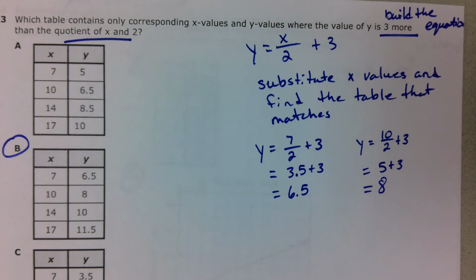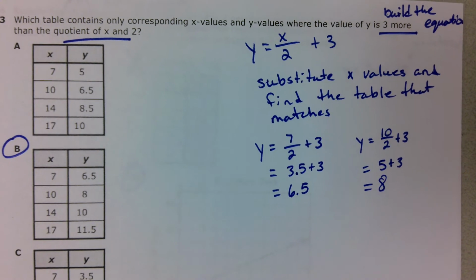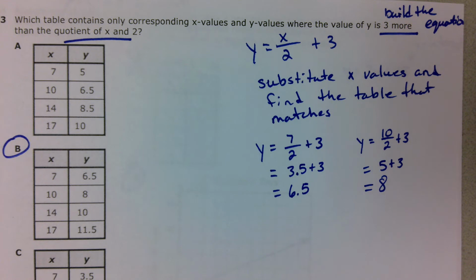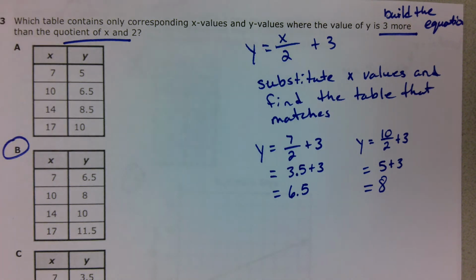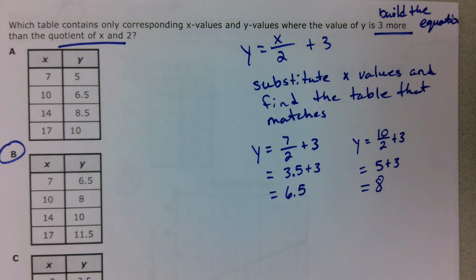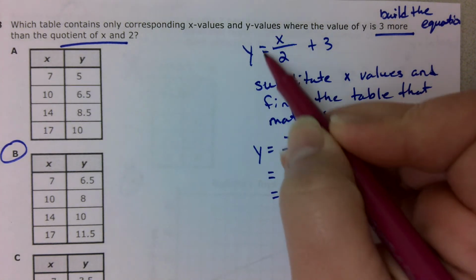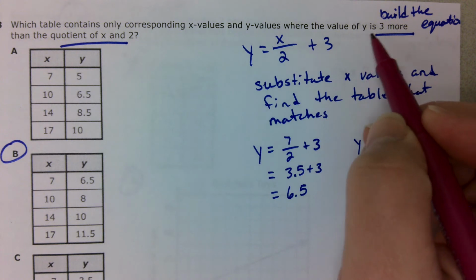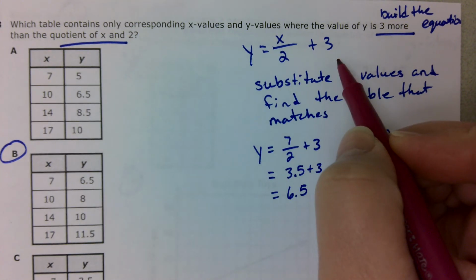13, which table contains only corresponding x values and y values where the value of y is 3 more than the quotient of x and 2? So the first step is to build the equation. So I have the quotient of x and 2 right here, and then I have to add 3 more. So that's just adding 3 more.